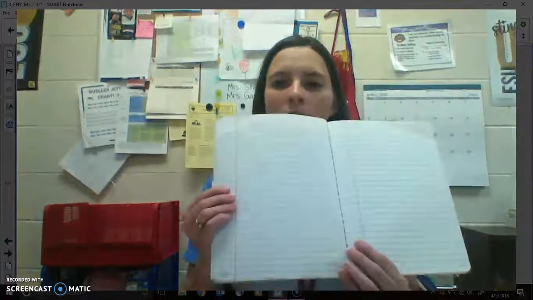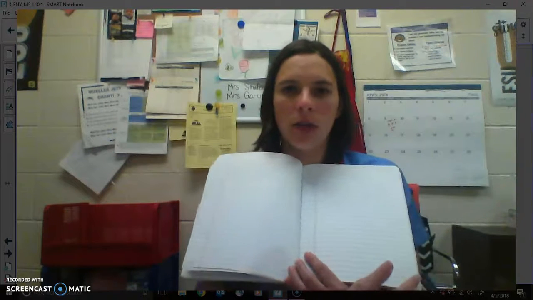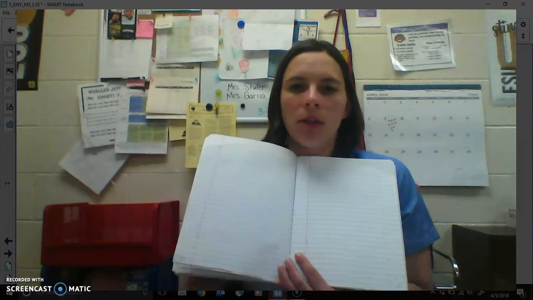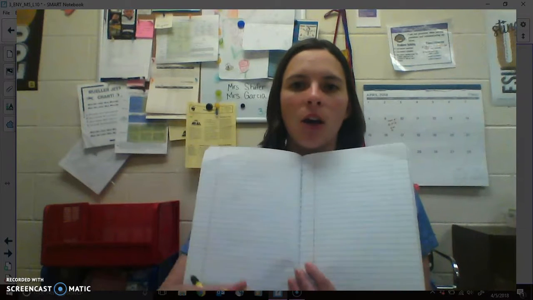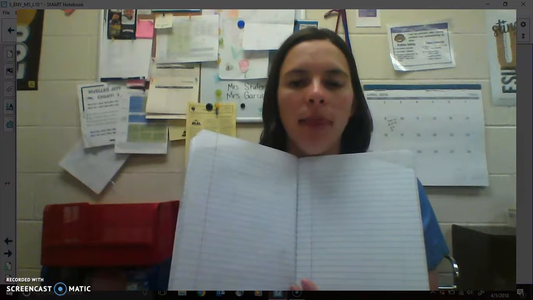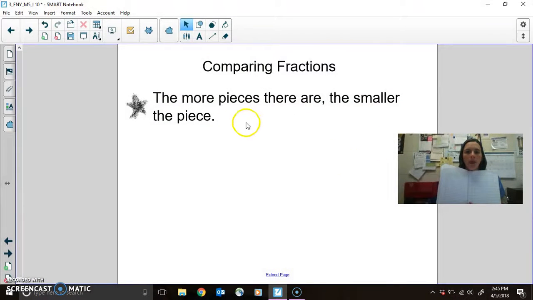Okay, so you should have your notebooks now. You should have labeled on the bottom 22 and 23. On page 23, up here at the top, we're going to put a label that says comparing fractions. Okay, and then we're going to write a note. So I'm going to move my computer. Okay, so you're going to write comparing fractions, and then your note is the more pieces there are, the smaller the piece. So the more pieces there are, the smaller the piece.